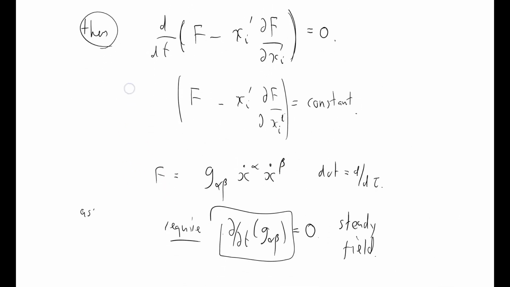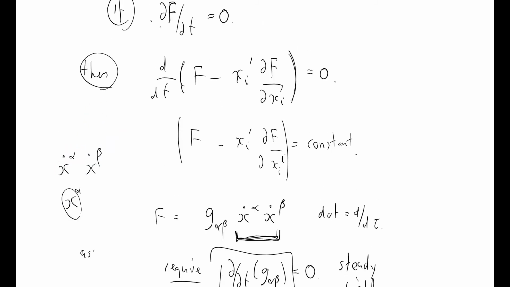Now if that's the case, the other thing I need to point out is that these are all dots. These are x dot alpha and x dot beta. There's no x alpha in there, it's all x dot alpha and x dot beta. So there's no explicit dependence upon x, which basically makes my life a lot easier.